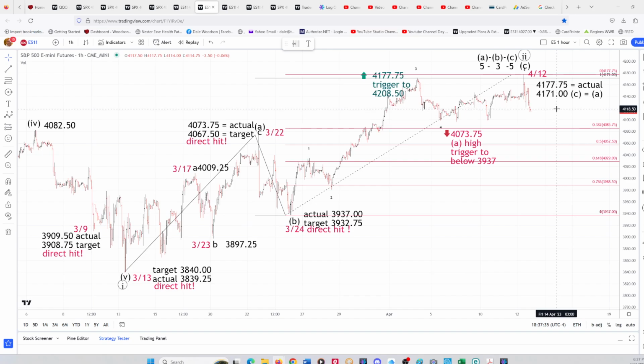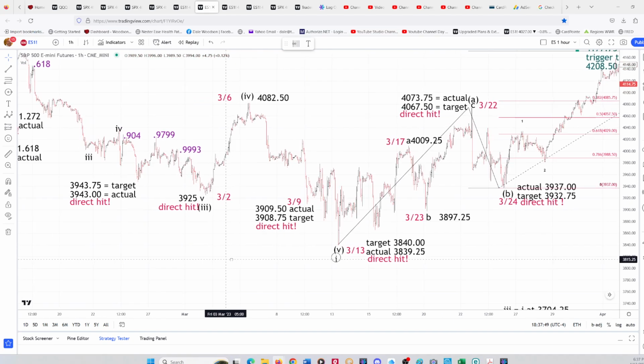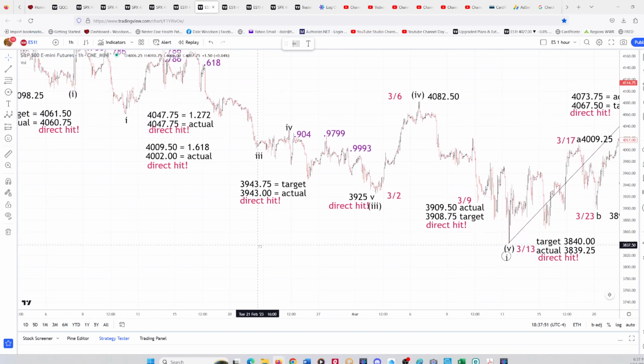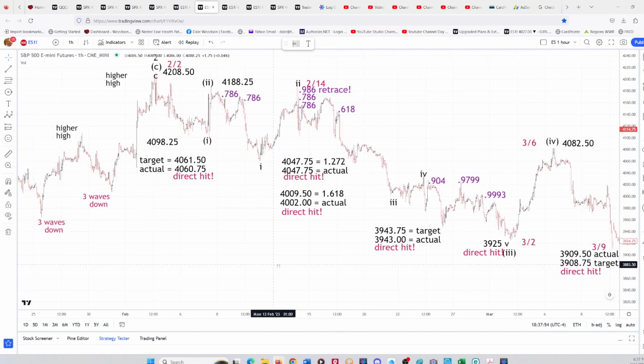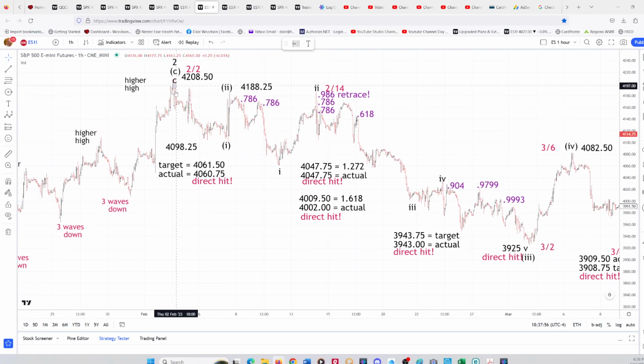It's like, what, 6 points off, almost 7. So I don't know if I'm going to call that a direct hit, but you can see all the direct hits we've had here on the way up and down. A wave high, B wave low, and then the wave 1 low. And I'll just scroll back. You can see all the direct hits that we've been scoring on this. Unbelievable, ever since that 2-2 high.